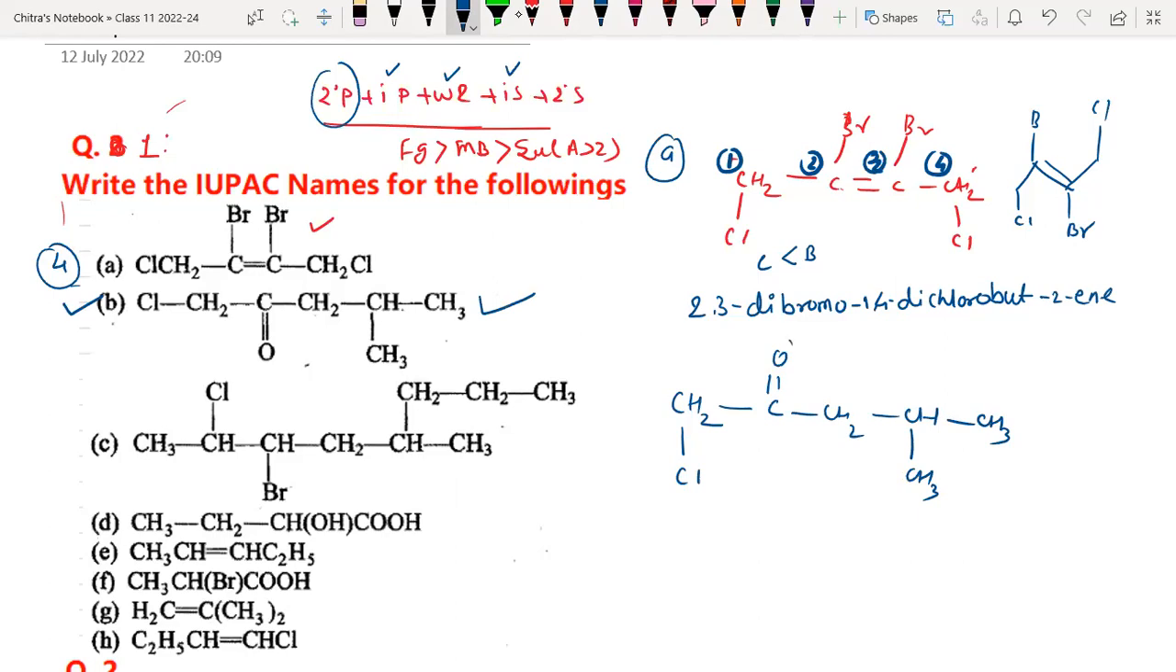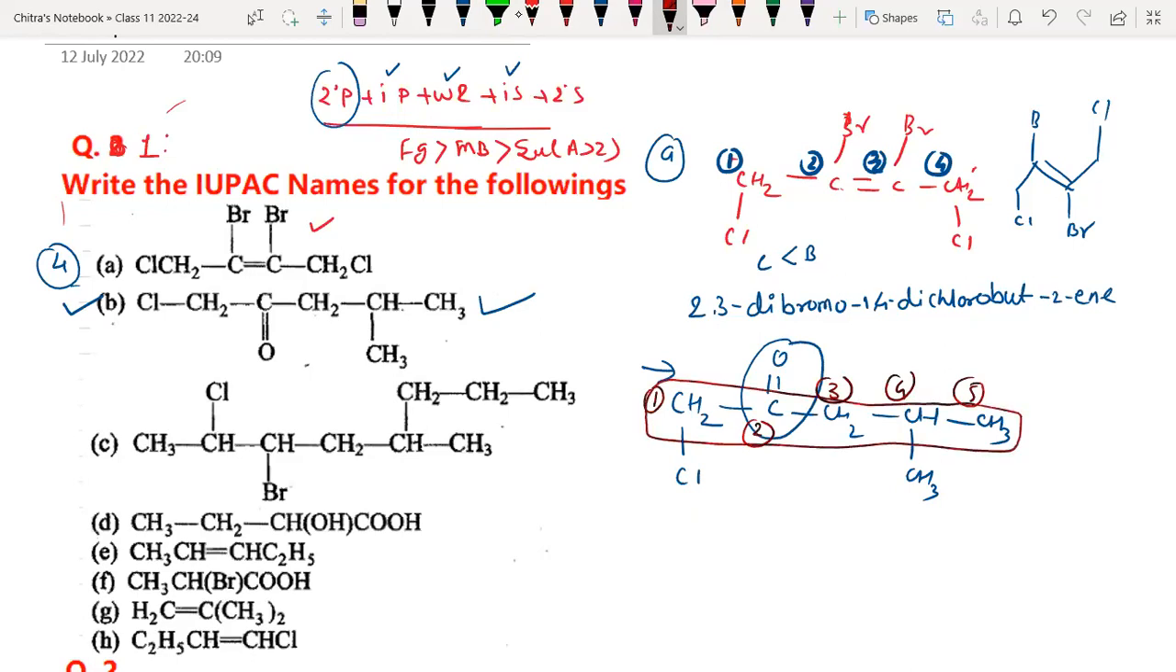Here we have the functional group, and it is a ketone, and its minimum position will be from this side. So we have to number the carbon from this side only. This is carbon number 1, 2, 3, 4 and 5. This is our main chain. The methyl group and chlorine are substitutions, and the double bond O with carbon is the functional group.